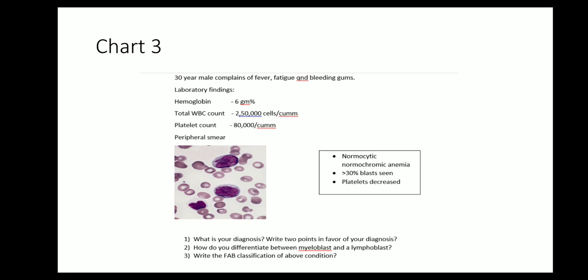Now chart 3. 30-year male complains of fever, fatigue and bleeding gums. Laboratory findings show 6 gram % hemoglobin, 2.5 lakh per cubic mm of total WBC count and 80,000 platelet count. And peripheral smear shows normocytic normochromic anemia, more than 30% blasts seen and platelets are decreased. So in the peripheral smear you can see myeloblasts present.